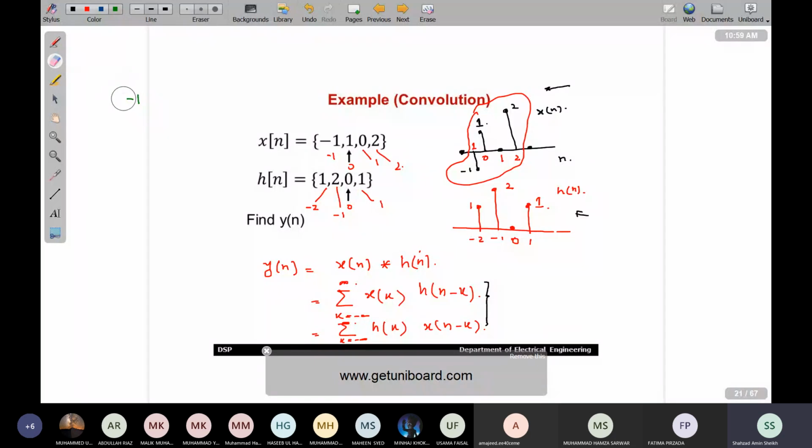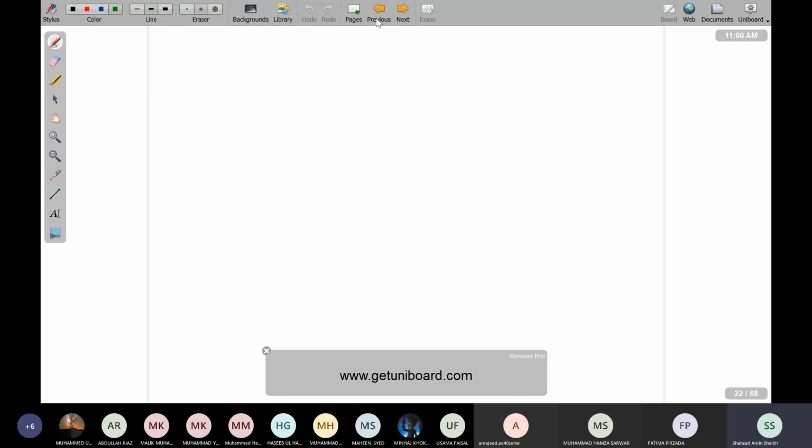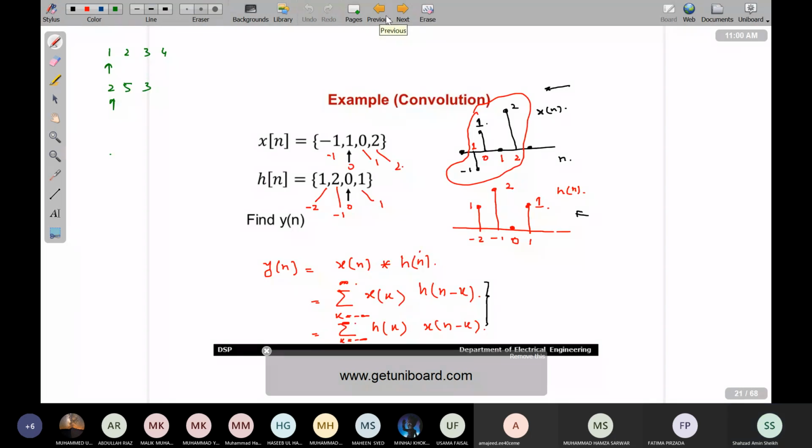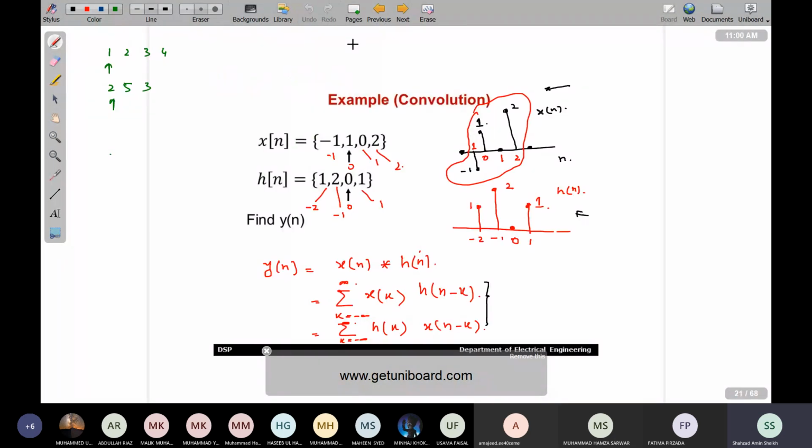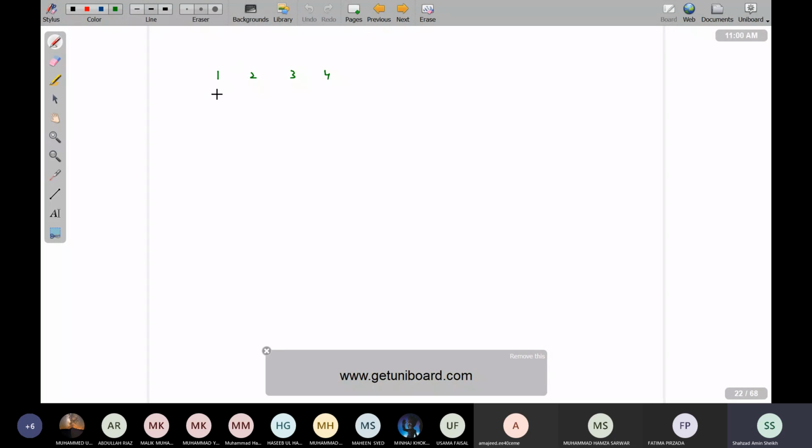Suppose we say we have two signals which are 1 2 3 4, starting at 0, and the second one is 2 5 3, okay, and that is starting from here. So if this type of situation occurs, you can use this. So 1 2 3 4 and 2 5 3. The 2 5 3 will be flipped, so that would be 3 5 2. So the result of the convolution will be something like that.